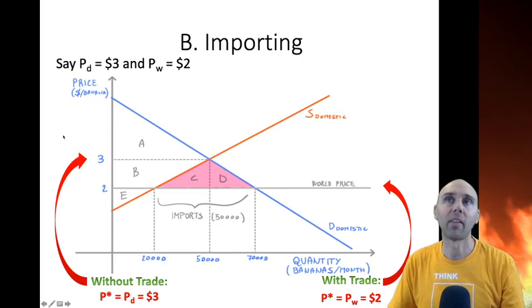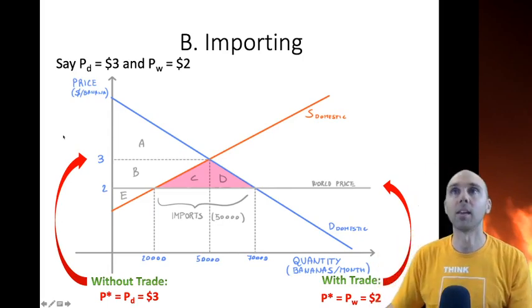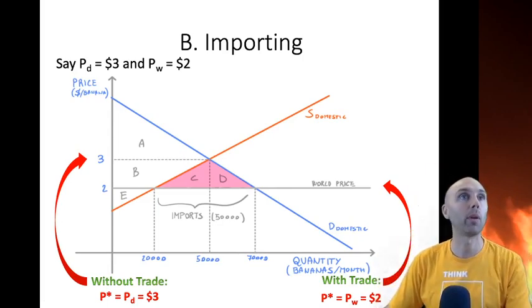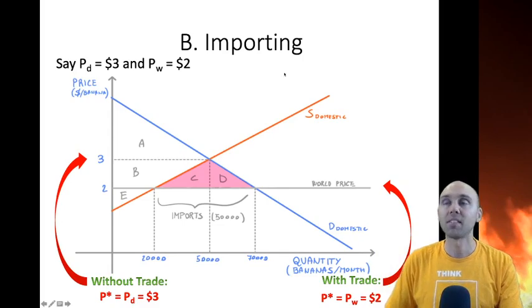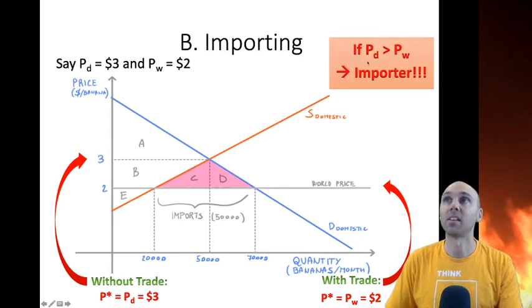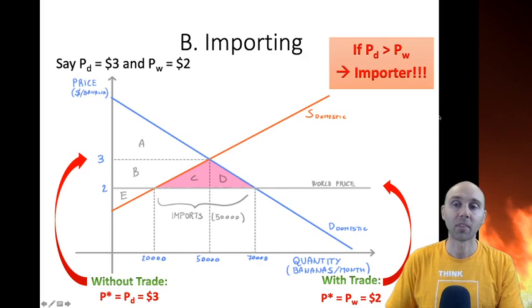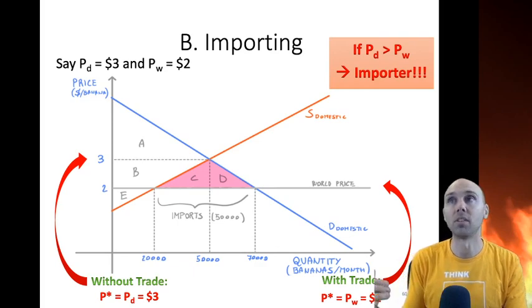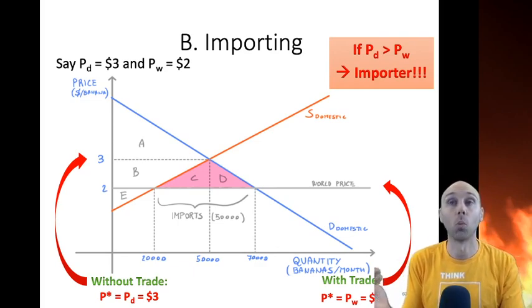Okay, let's look at the other side now. Let's look at when we are an importing nation. So when will we be an importing nation? Well, that's a situation where the domestic price is larger than the world price. If the domestic price is larger than the world price, we definitely want to be, as a consumer, buying from the world price where it's cheaper.